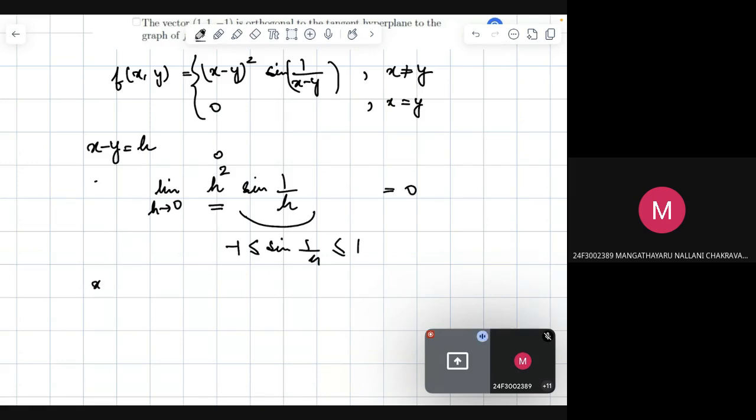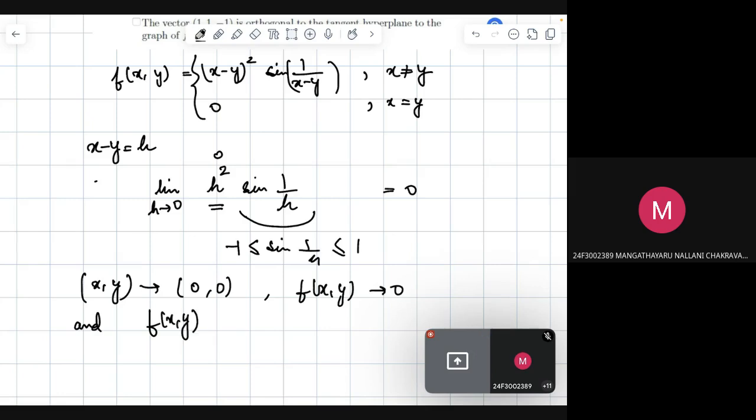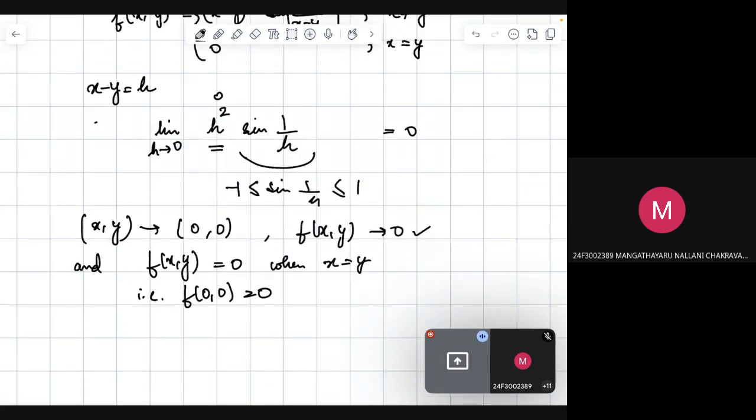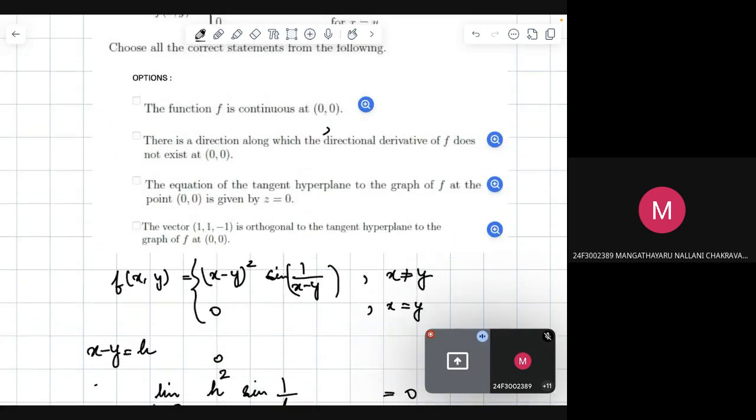as (x, y) tends to (0, 0), f(x, y) tends to 0, and f(x, y) is equal to 0 when x is equal to y. That is, f(0, 0) is equal to 0. Hence, we are getting the value of the limit and the value of the function as same, which implies that the function is continuous at (0, 0). We have to check for (0, 0).